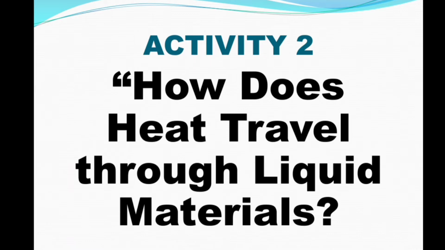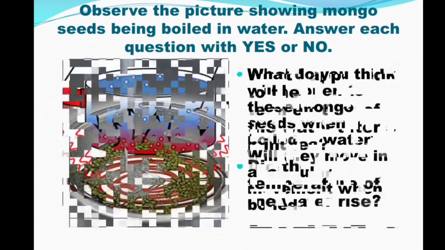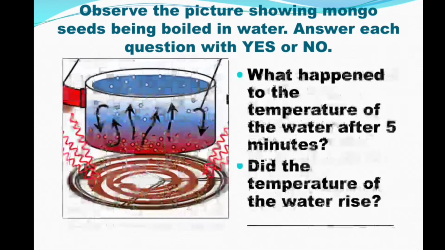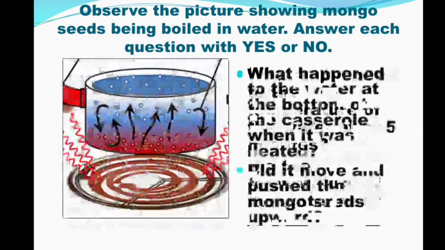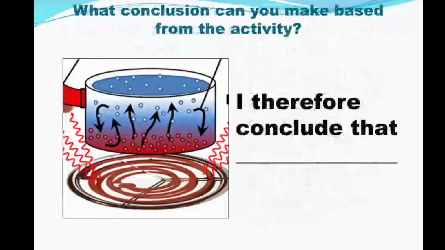Activity 2, how does heat travel through liquid materials? Observe the picture showing mango seeds being boiled in water, then answer each question with yes or no. What do you think will happen to these mango seeds when boiled in water? Will they move in a circular movement when boiled? What happened to the temperature of the water after 5 minutes? Did the temperature of the water rise? What happened to the water at the bottom of the casserole when it was heated? Did it move and push the mango seeds upward? What conclusion can you make based from the activity?